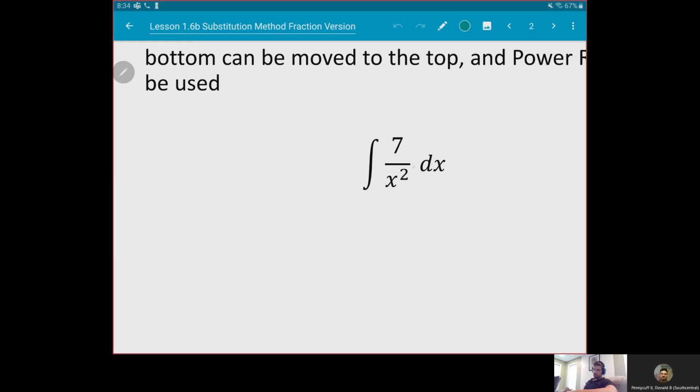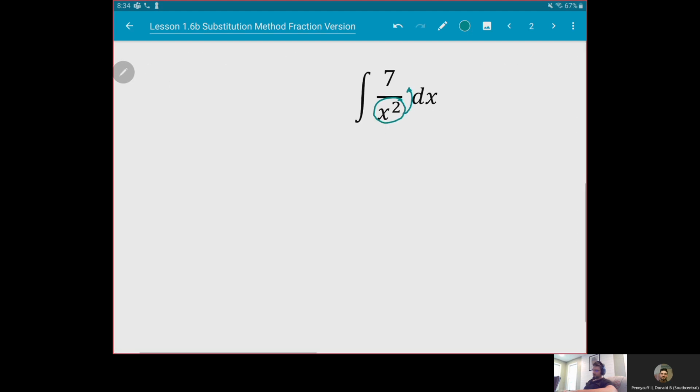We did briefly talk about this a little bit last week in one of our classes, but if you've got something on the bottom, there is a law of exponents that allows you to move that to the top. So you can move that to the top, and all that happens when you do that is the exponent changes signs. Okay, that's all that happens. Exponent changes sign.